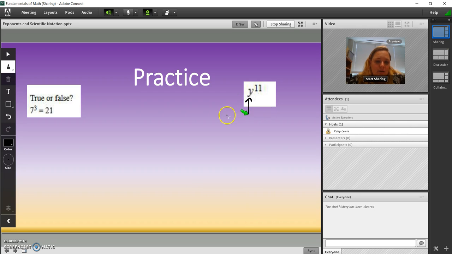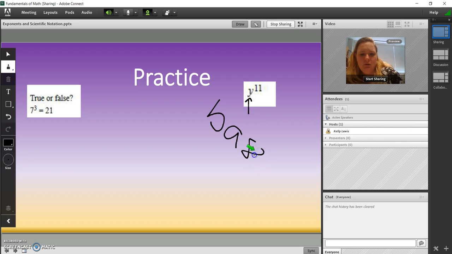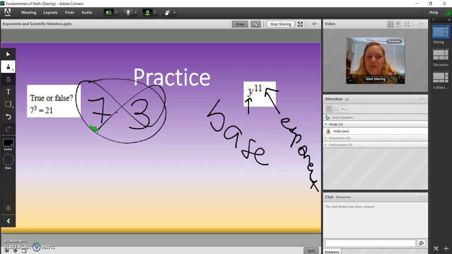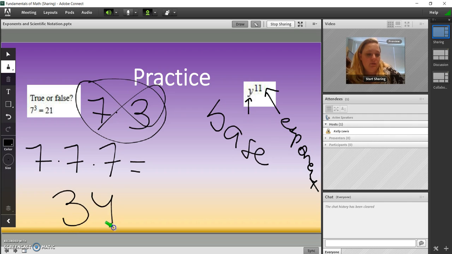This y right there, that's the base, and this 11 is the exponent. Right here, 7 to the third does not mean 7 times 3. 7 times 3 is 7 times 3. This is 7 to the third, so it's 7 times 7 times 7, which is 7 times 7 is 49, 49 times 7, 343. So this is false.